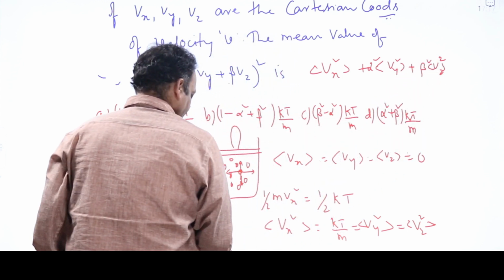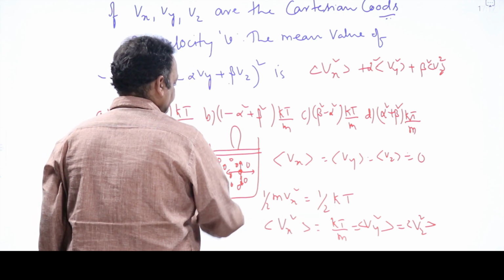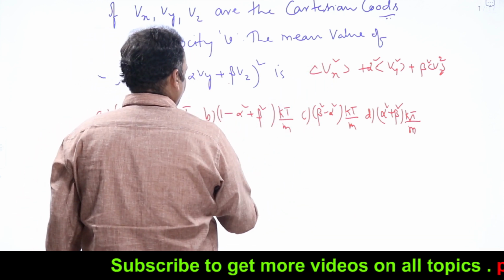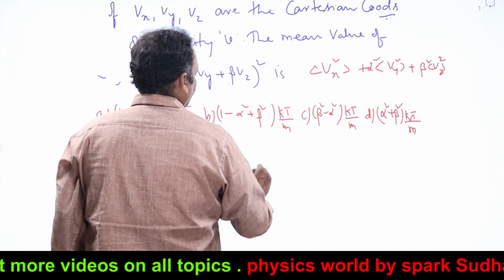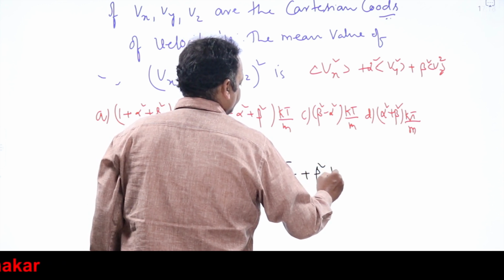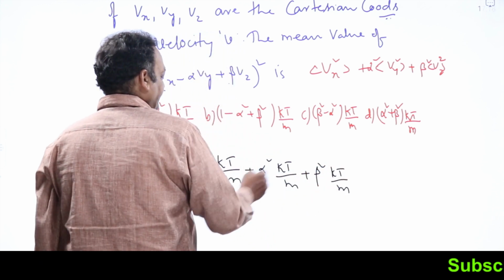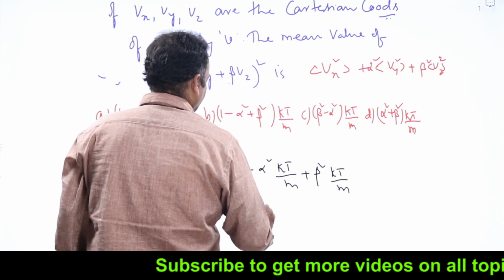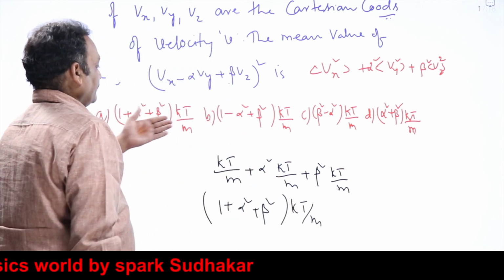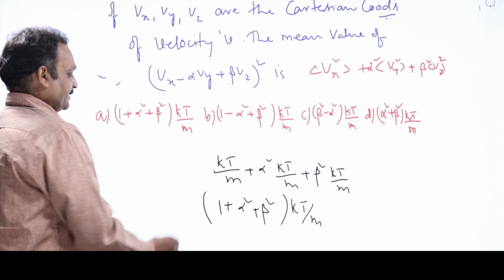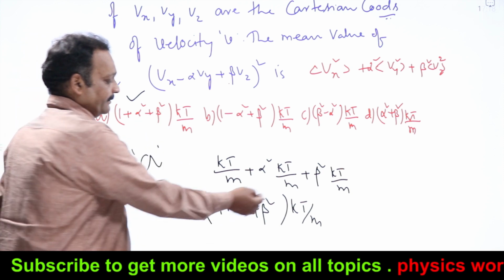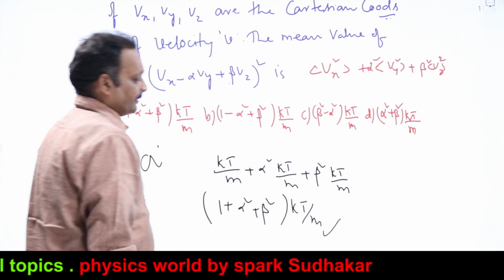Okay. So if you take out all these things, Vx square is nothing but Kt by m plus alpha square into Kt by m plus beta square into Kt by m. Okay, Kt by m you take common, 1 plus alpha square plus beta square into Kt by m. Okay, this is the option you have to verify. It is the first option A. So the answer is A, 1 plus alpha square plus beta square into Kt by m. Okay, this is one way of solving such problems.